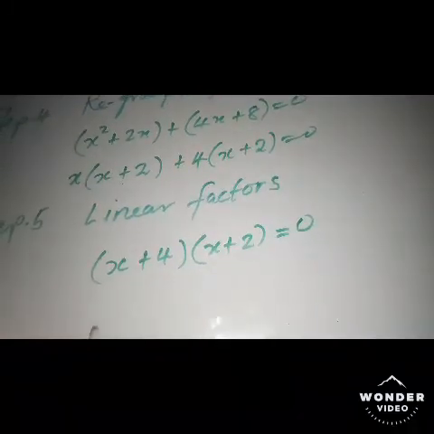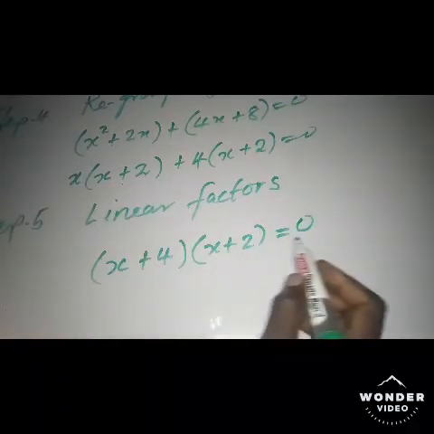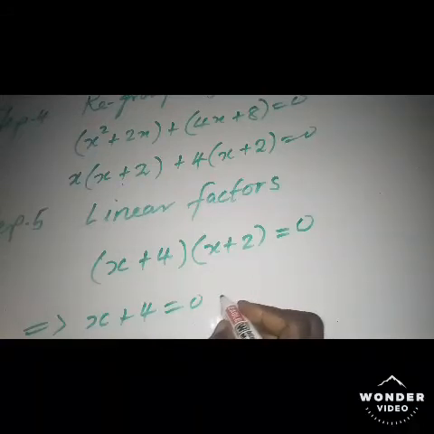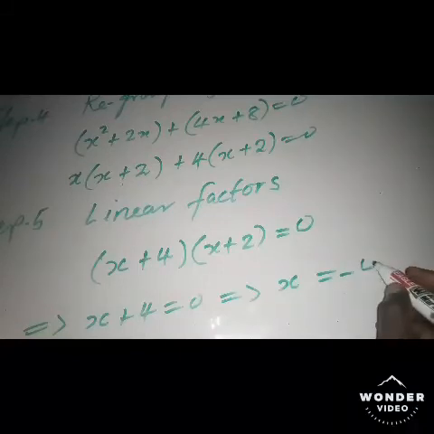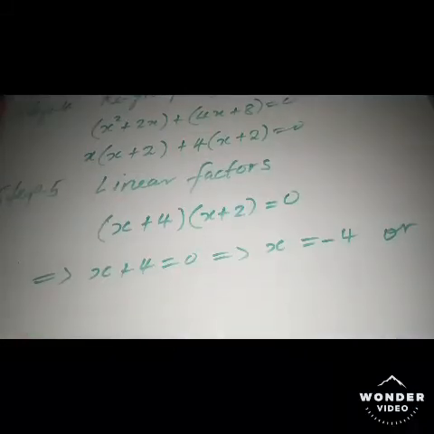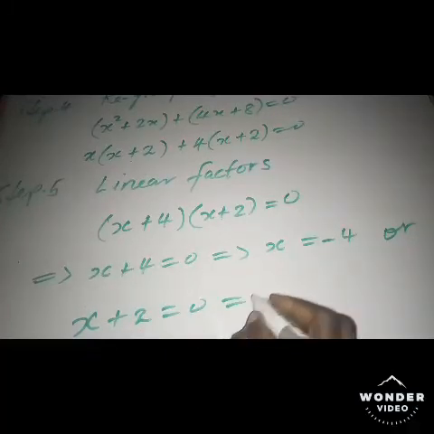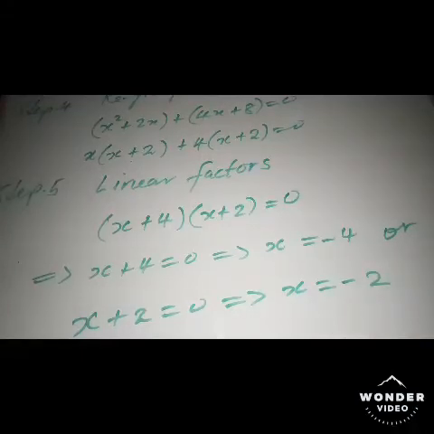What's next? Since x plus 4 equals 0 and x plus 2 equals 0, this implies that x plus 4 equals 0, which means x equals negative 4, or x plus 2 equals 0, which implies x equals negative 2, which is the solution. Thank you very much.